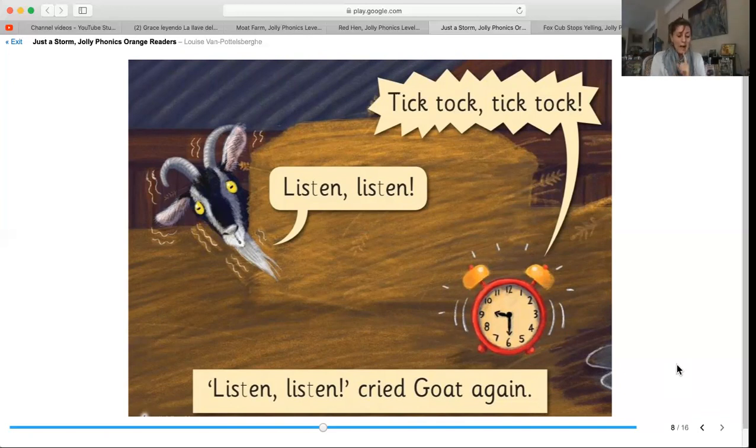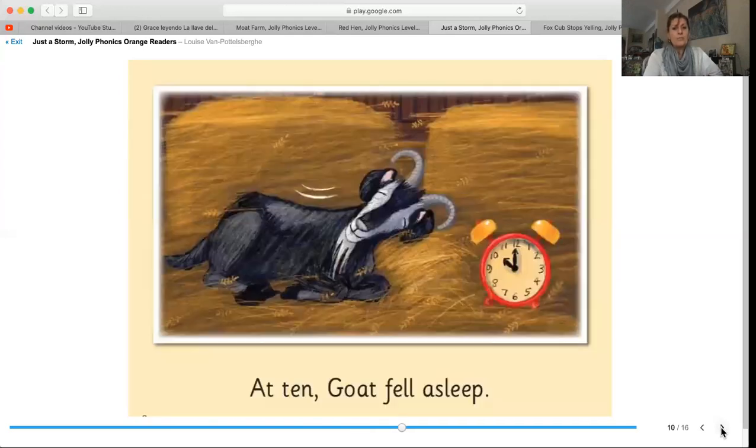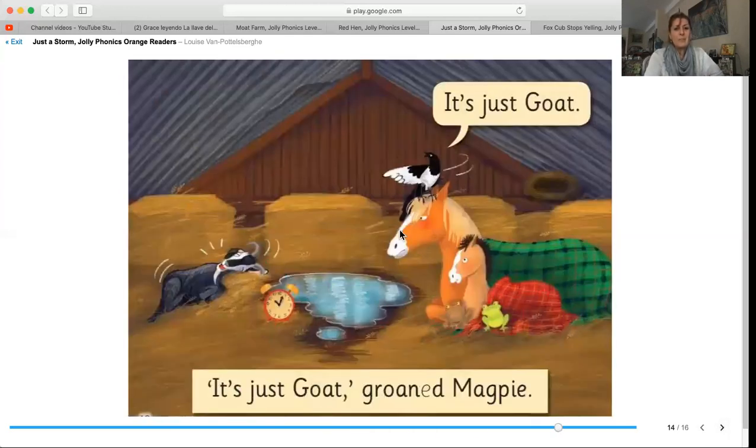Good. And now tell me, why are horse, foal, toad, frog, and magpie cross with goat? They are cross. Why do you think they are cross? Look at them. They are cross. You're right. Because goat didn't let them sleep because she was saying every time, listen, listen, listen. And then she fell asleep, and with her snoring, she woke them up. Oh my gosh. So they are very cross. Would you be cross if they don't let you sleep because of the snoring? A-E-I-O.